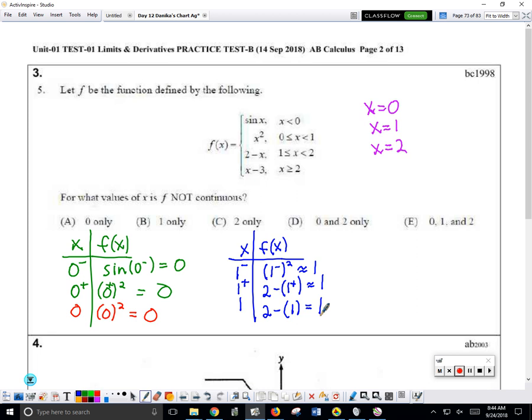Everybody good? Wave if you want me to keep going, otherwise we stop. Keep going. Just do the same thing at 2 now. It's a little less than 2, would be very close to 0. A little more than 2, that's -1. Hence a jump.